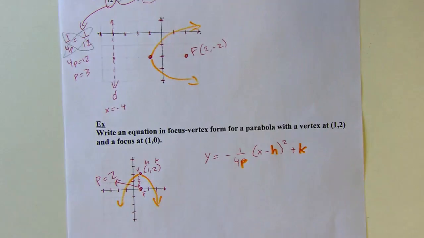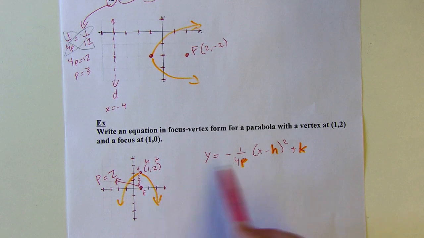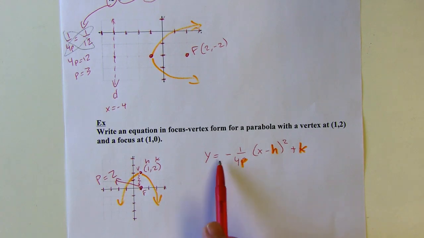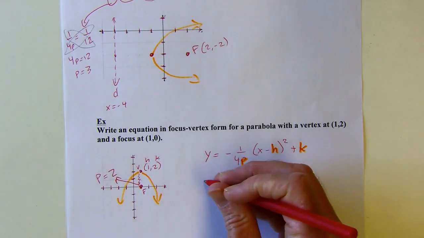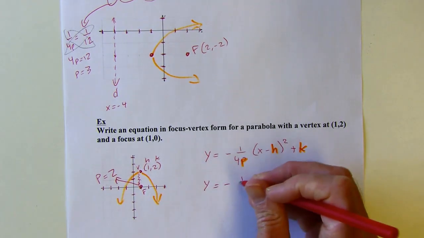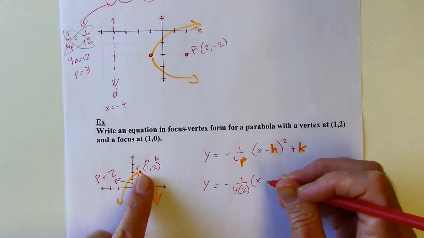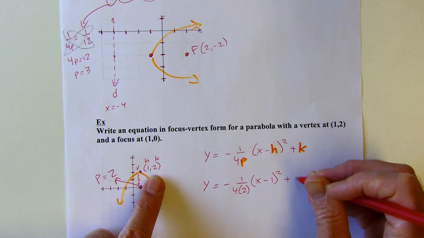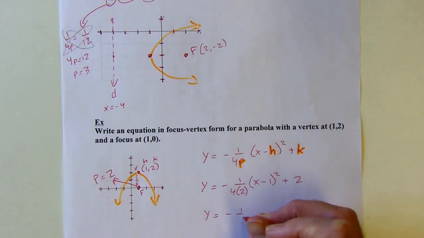And some people might say, and some books actually say that this is -2 because it's going down. But I always think of it as a distance, so it's positive. And if you use the right formula that I provided, I already got the negative in there. So I know this is going to open down if this whole fraction is negative. Okay. So I'm going to plug in 2 for p there. Okay. And then I'm going to plug in 1 for h and 2 for k. And then I just simplify the fraction, and there's my equation.